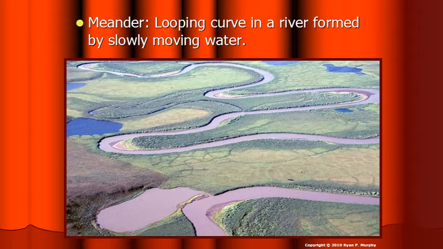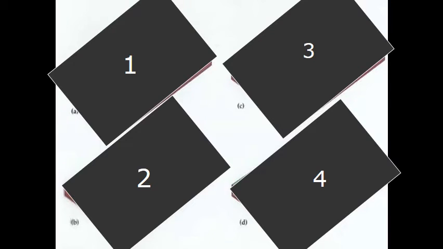Next, we have a meander, and we've been kind of talking about these. We just haven't been using the right word here. These are the curvy sections of the river. This is the looping curve in a river formed by slowly moving water. And we'll talk about this in a second, but I want you to note the fact that as a river forms, it tends to get more and more curves in it. You can kind of tell how old a river is by how curvy it is. The more curvy it is, the older it is.